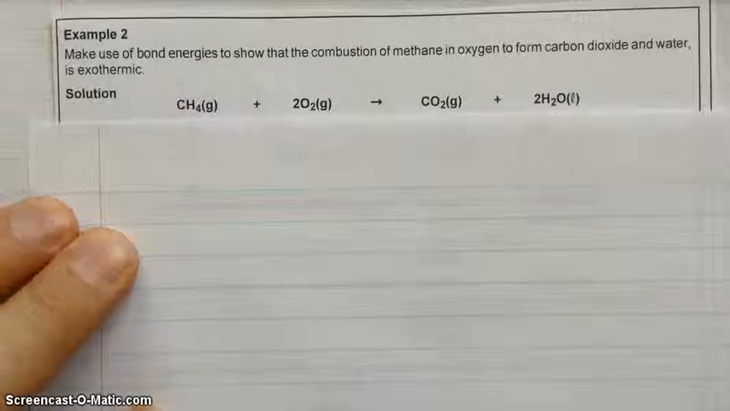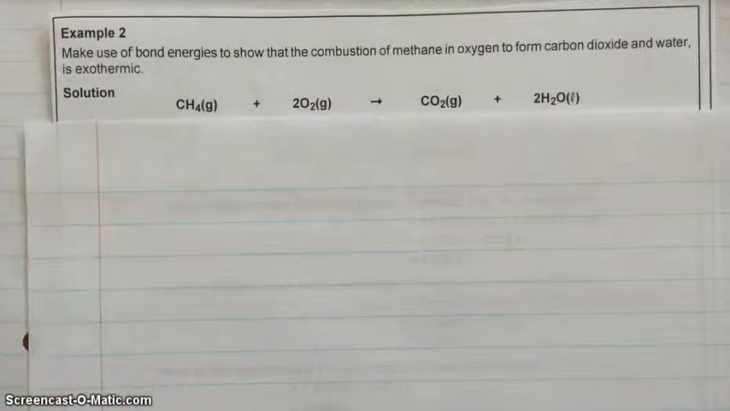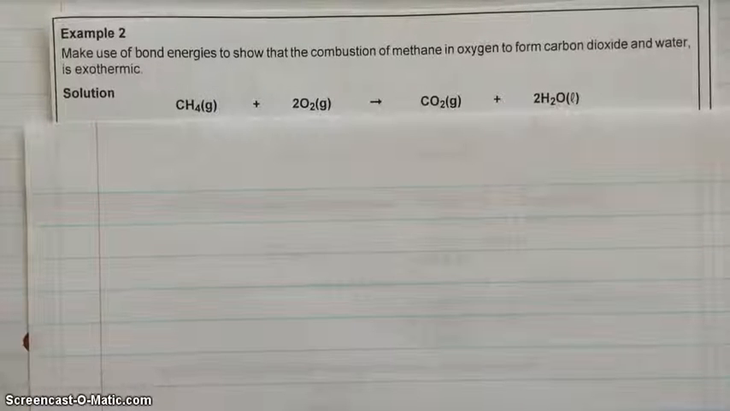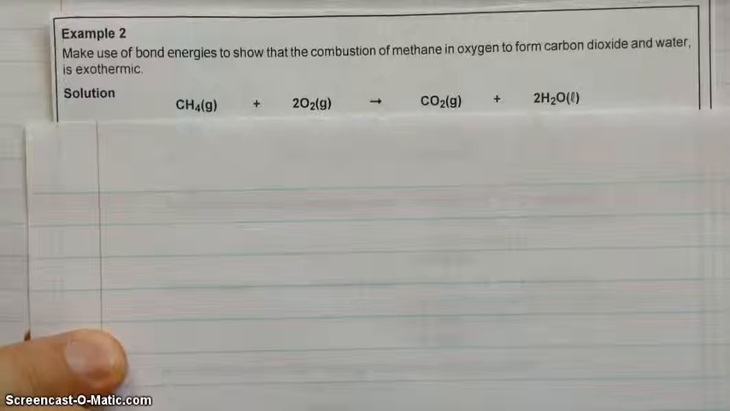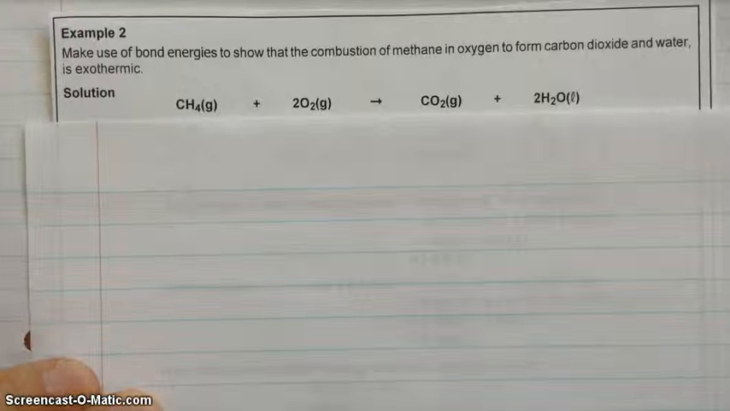Okay, grade 11s. I have an example here that I took from the Theory and Workbook Physical Sciences grade 11, compiled by A. Olivier. It has to do with making use of bond energies to show that the combustion of methane in oxygen to form carbon dioxide is exothermic. So the question is, prove that it is exothermic or not, or the question can also be to determine what the sign of delta H will be.